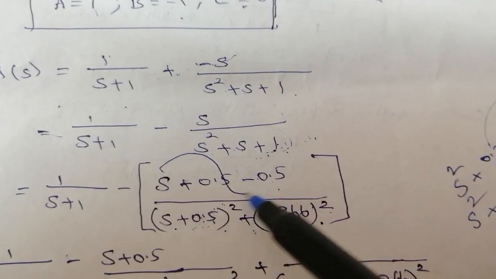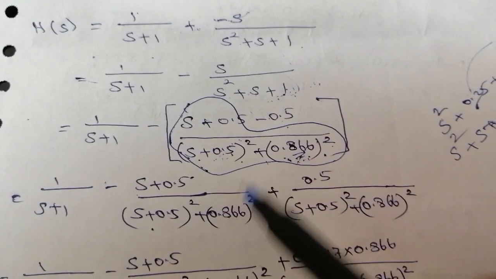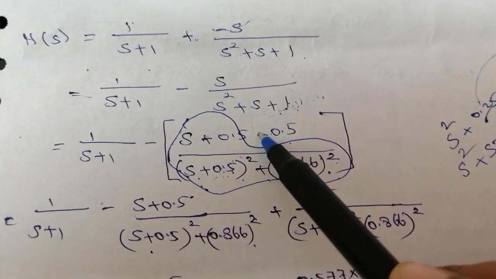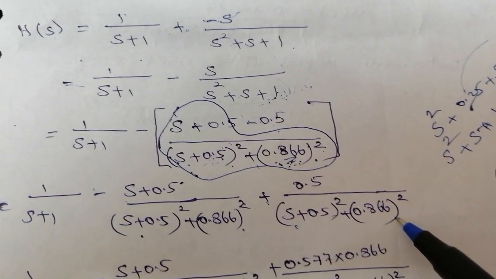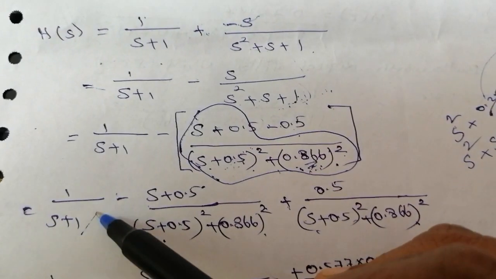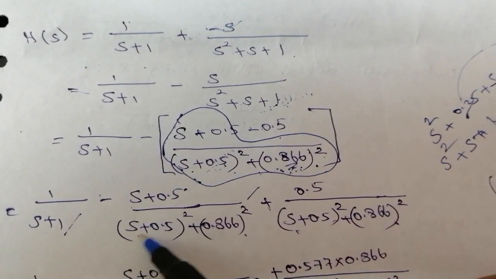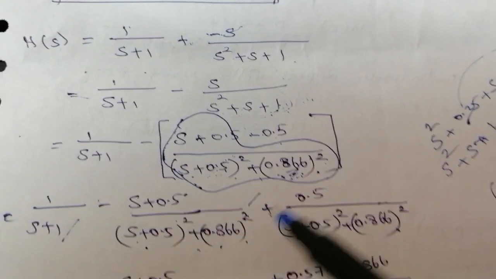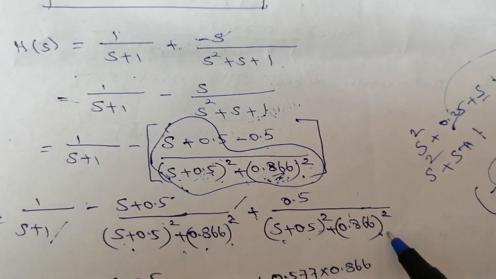This is one term: s plus 0.5 divided by (s plus 0.5) the whole square plus 0.866 the whole square. Minus into minus plus 0.5 divided by the denominator term is the second term. So this is as per the first formula format, and this is the second formula format: s plus a divided by (s plus a) squared plus b squared. What about the third one? The third one should be b divided by (s plus a) squared plus b squared.